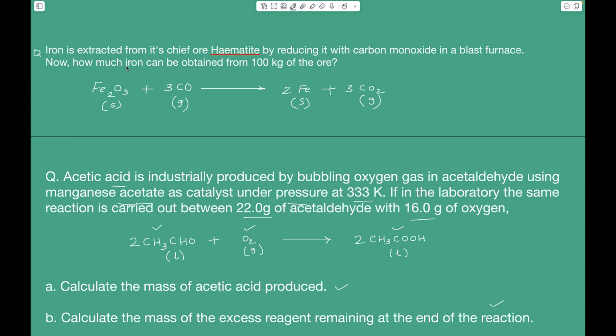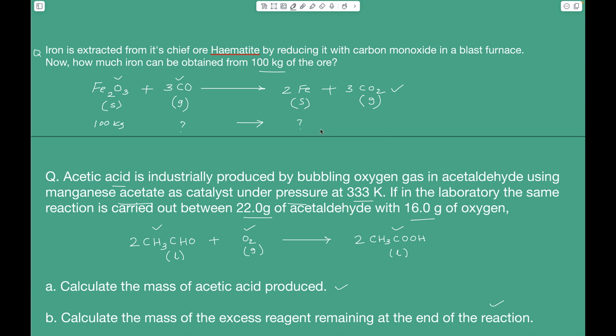This question says iron is extracted from its chief ore hematite by reducing it with carbon monoxide in a blast furnace. Then how much iron can be obtained from 100 kilograms of the ore? And we are given the balanced chemical equation. By looking at this equation, you understand that there are two reactants here. Hematite is nothing but ferric oxide. Here we are given only the mass of the ore taken and nothing is said about the mass of carbon monoxide available, yet we are asked to calculate the mass of iron produced.